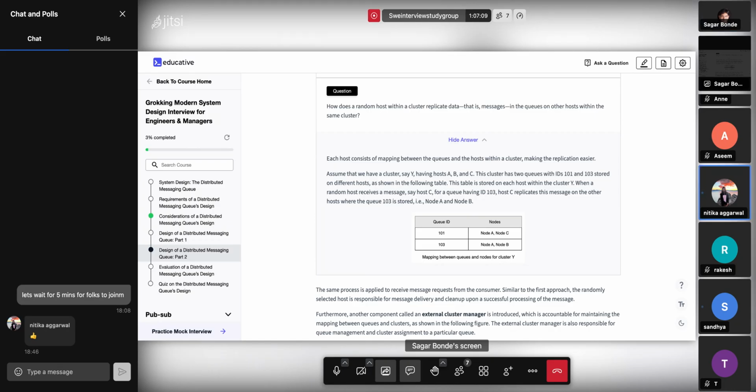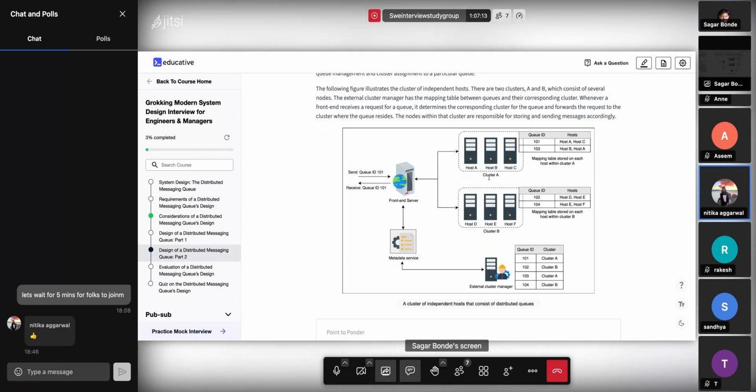If you scroll down, Sagar, there was a diagram also. Yeah. So if this is a cluster, every single host has this map. If this is a cluster, every single host has this map. Just like that.